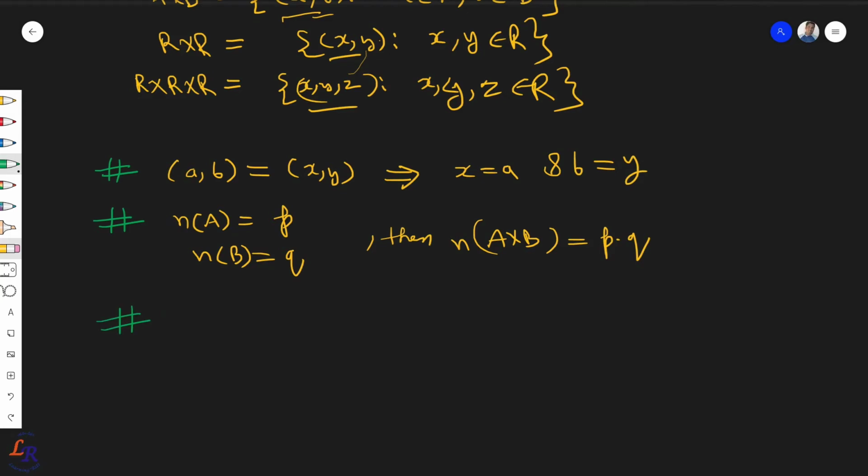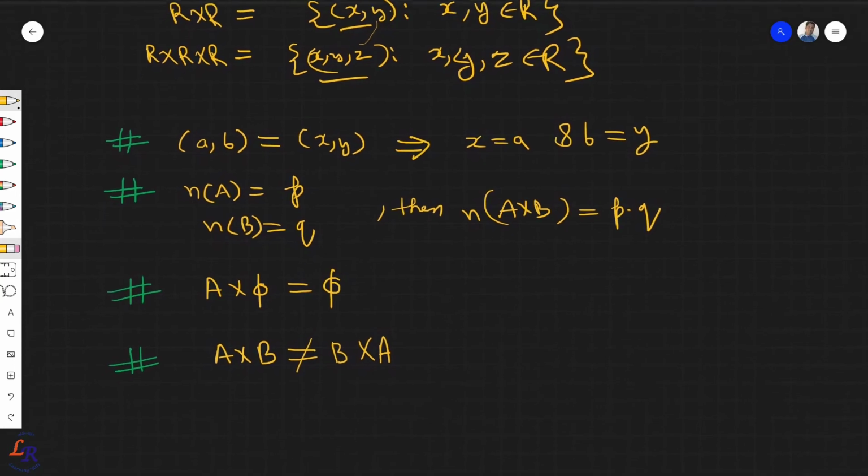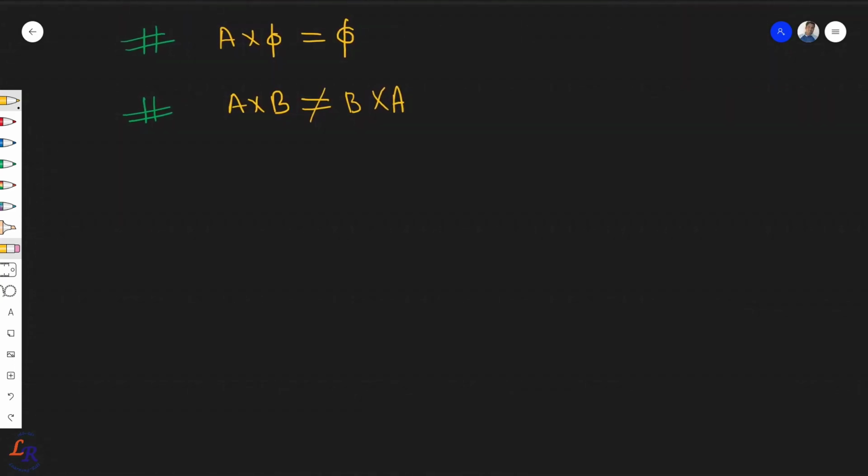The Cartesian product with the empty set will always be empty. So if it is A cross the empty set phi, the Cartesian product will always be an empty set. The other property is that the Cartesian product of two sets is not commutative. So A cross B is not equal to B cross A in general. That is very important.